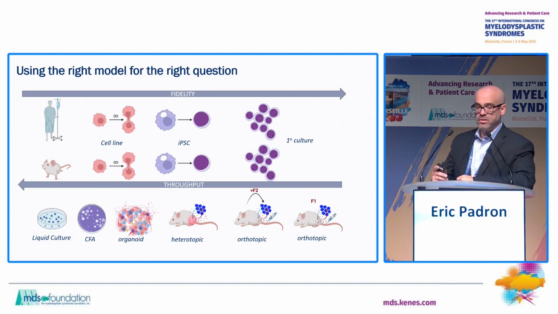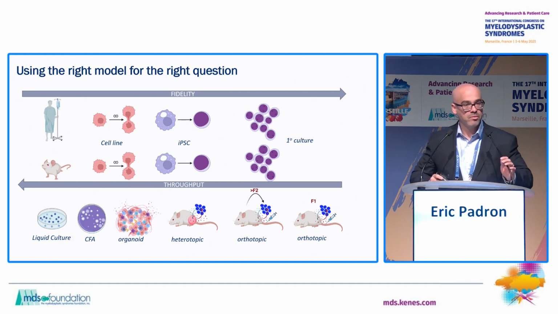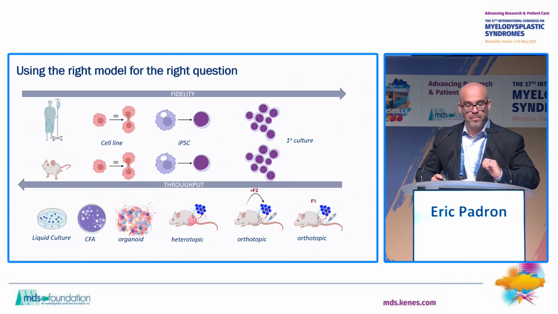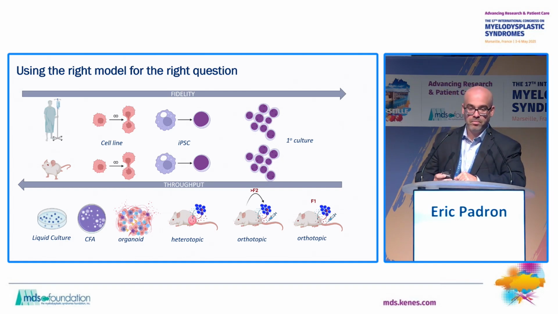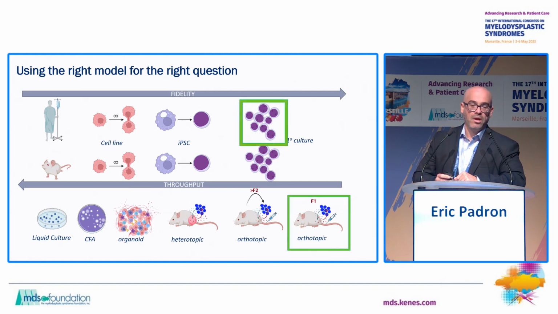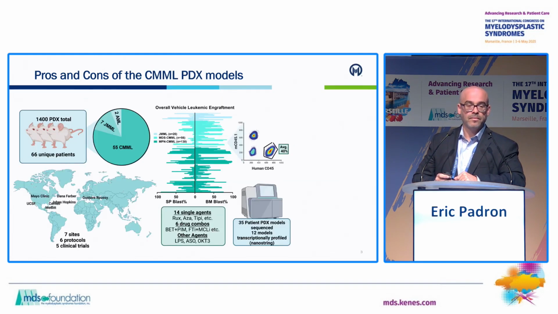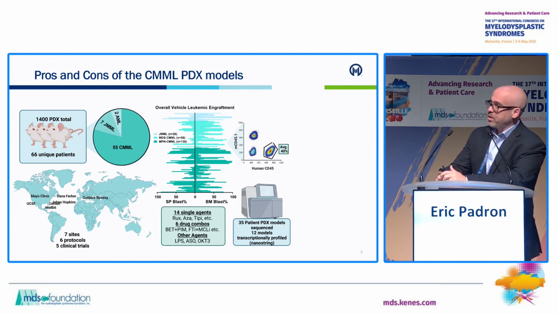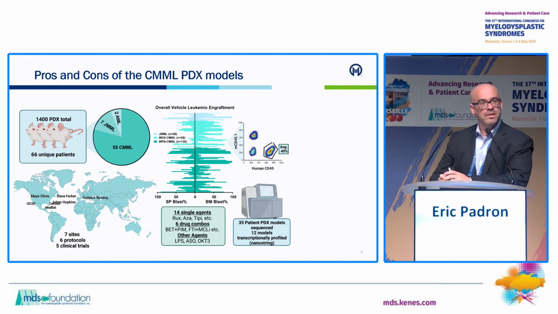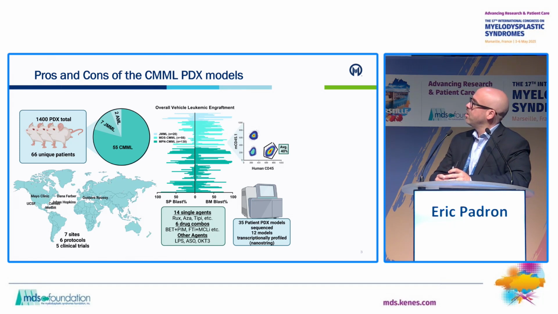And what I hope to discuss are maybe not the right questions, but the questions we think are viable to answer in PDX models. So what I'm going to focus on is essentially these green boxes. So patient-derived cells xenografted into mice and not serially passaged, and I'll talk about why in just a second. We've generated quite a bit of CMML PDXs since 2018 now, and we have a few pros and cons that we can share.